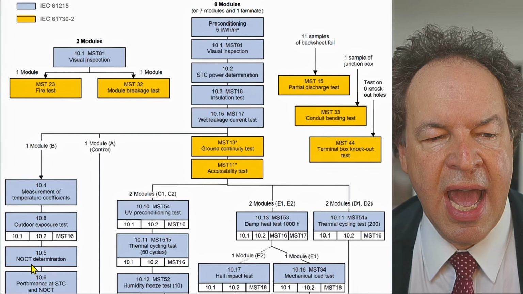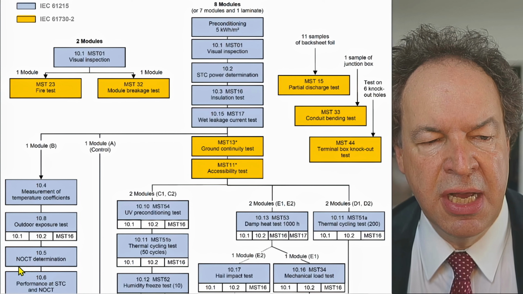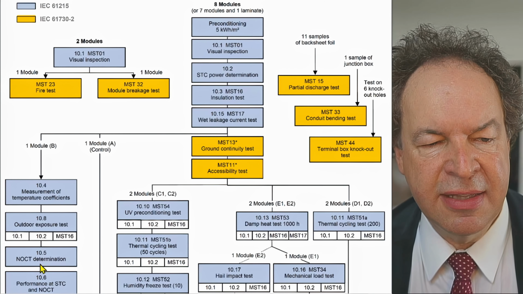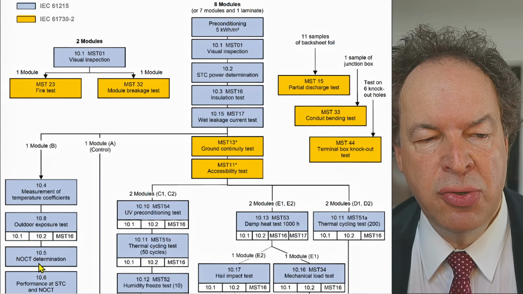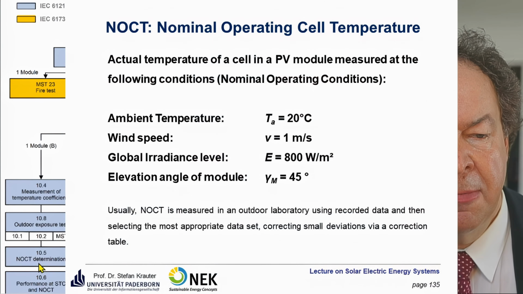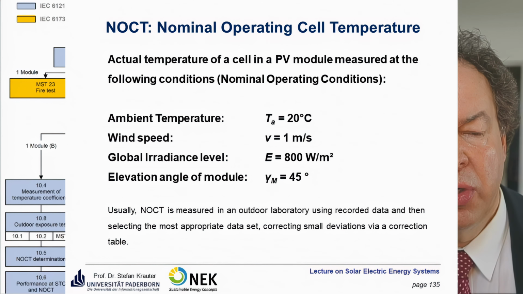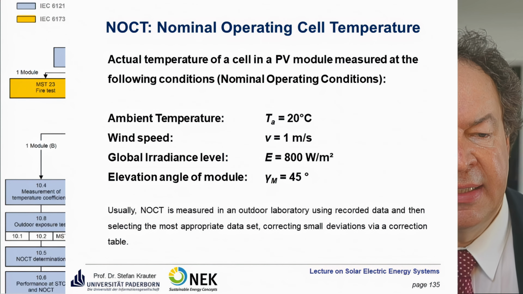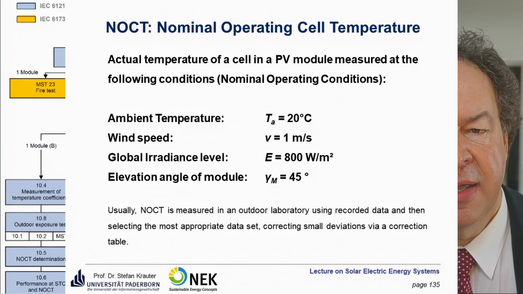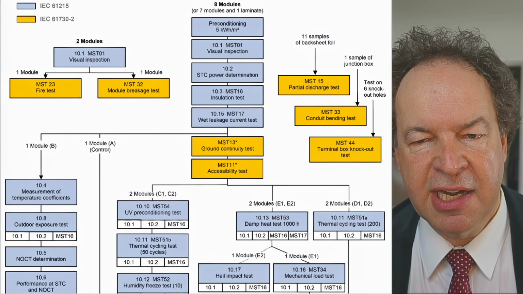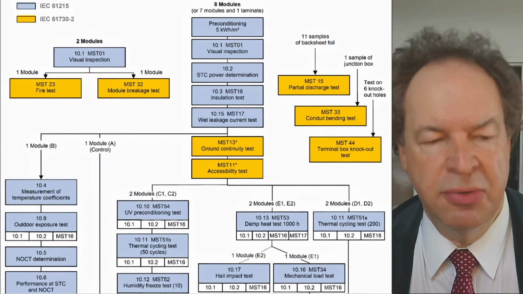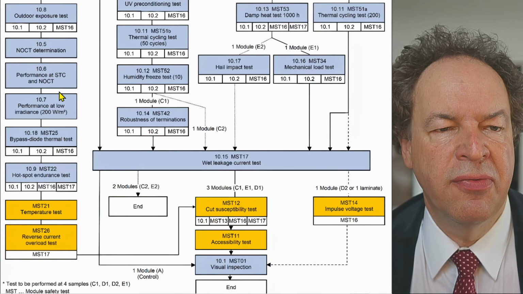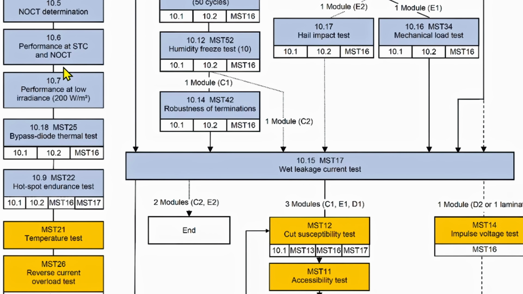Then you do the NOCT determination. That means the nominal operating cell temperature determination. We discussed already. That's at an irradiance value of 800 watt per square meter, a module elevation angle of 45 degrees, a wind speed of 1 meter per second, and you take a look at the resulting temperature. If you're not reaching exactly that value, there's a compensation table for that in order to get those values, and then you go on with the STC and NOCT performance.